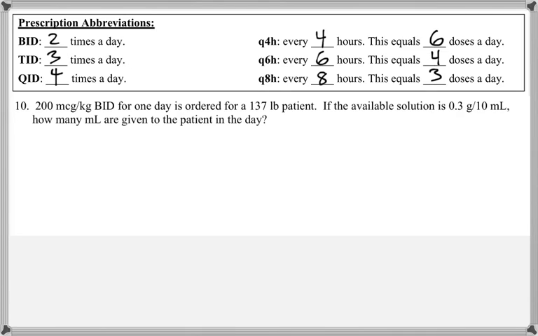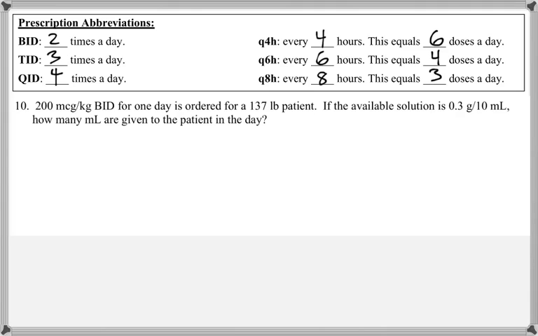Okay, number 10 says 200 mcg per kilogram BID for 1 day is ordered for a 137-pound patient. If the available solution is 0.3 grams per 10 mLs, how many mLs are given to the patient in the day?